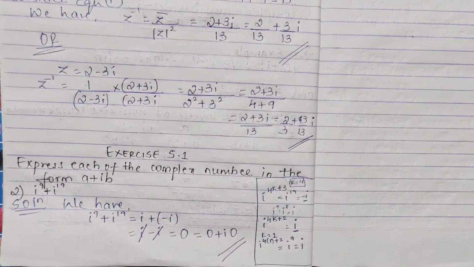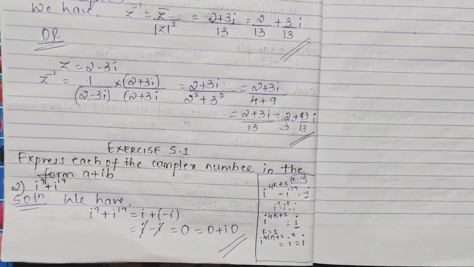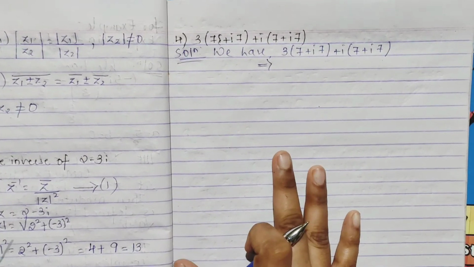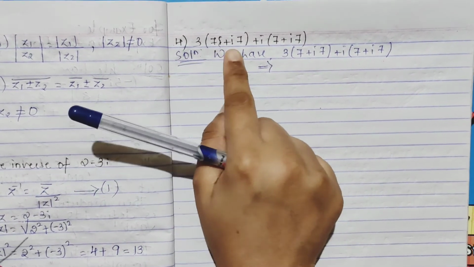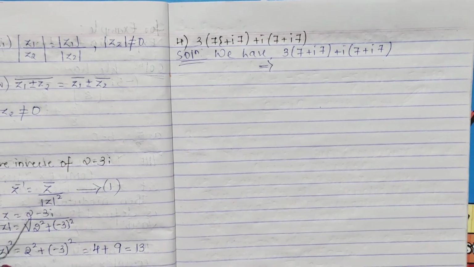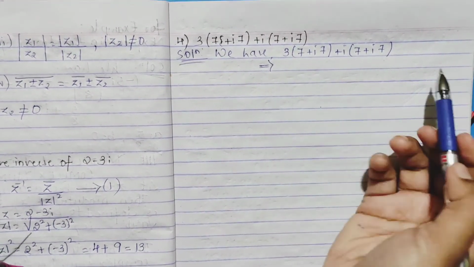It will be a 1 mark question. Next question is your fourth one. 3 into 7 plus i7 plus i7 plus i7. So solution, 3 of 7 plus i7, this is given.